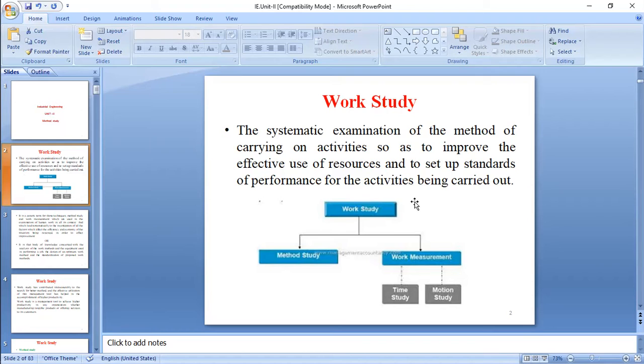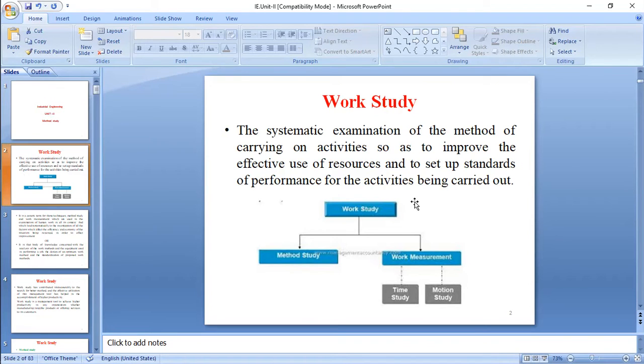In work study, we are going to see two parts actually. It is divided into two parts. The first one is method study, and the second one is work measurement. In method study, we define some standard methods to execute the work, and in work measurement, we define the standard time. It means the required time to produce one product.